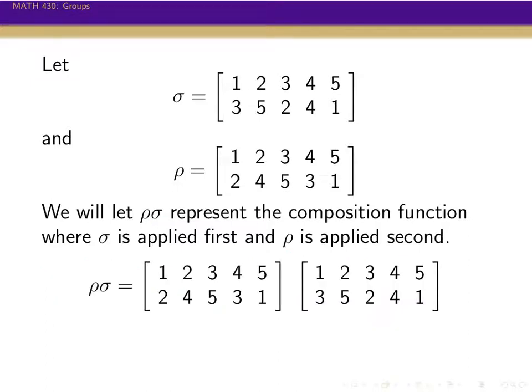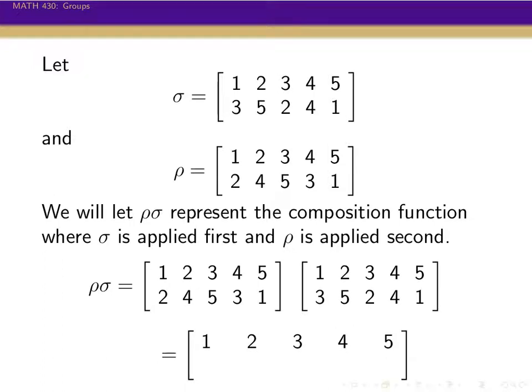So we want to see what our permutation is when we apply sigma and then rho. Just to be clear, sigma is first, rho is second. Since these are both one-to-one and onto functions on 1, 2, 3, 4, 5, the domain is going to stay 1, 2, 3, 4, 5. So it's going to look like this.